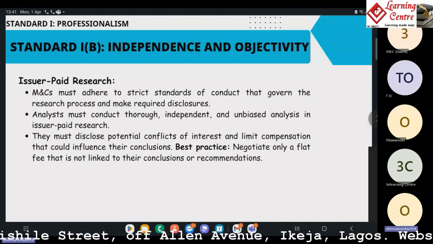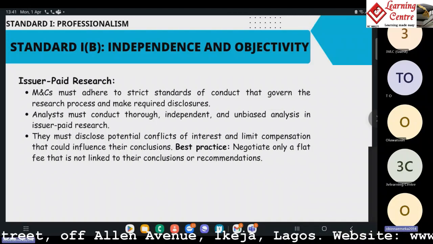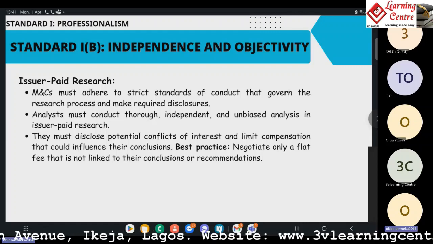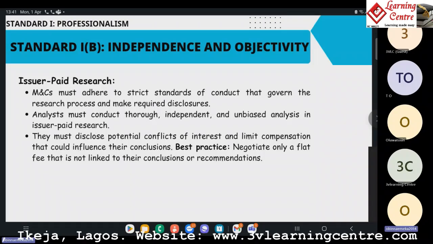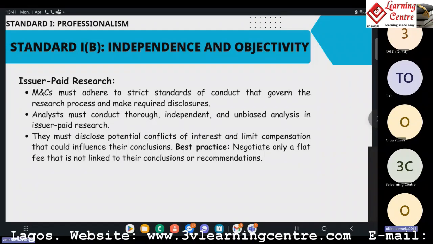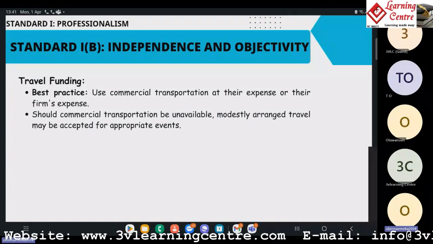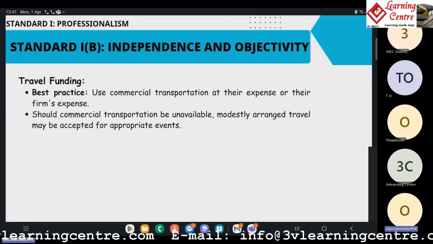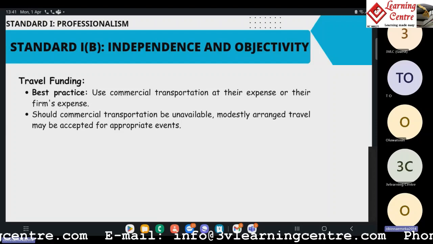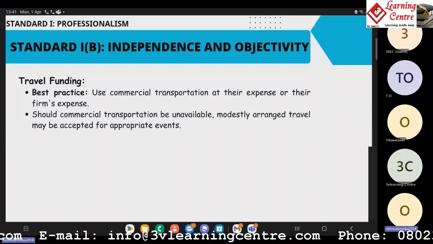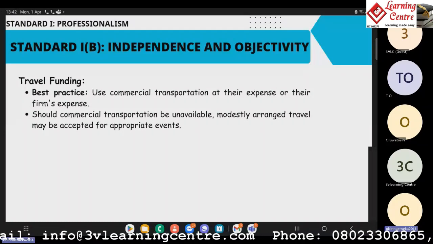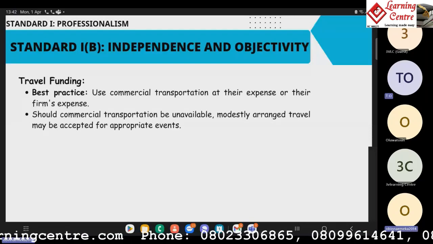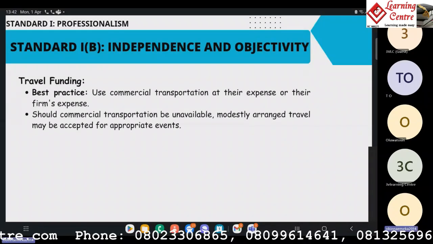So the final one we have under independence and objectivity is travel funding. The best practice, if you are researching a firm and you want to visit it, is that you use commercial transportation at your expense or your firm's expense when you are going there. Because sometimes, if those firms know you are researching them, they might offer to fly you in, or send their corporate jet to come and pick you up. They can actually make you some offer.